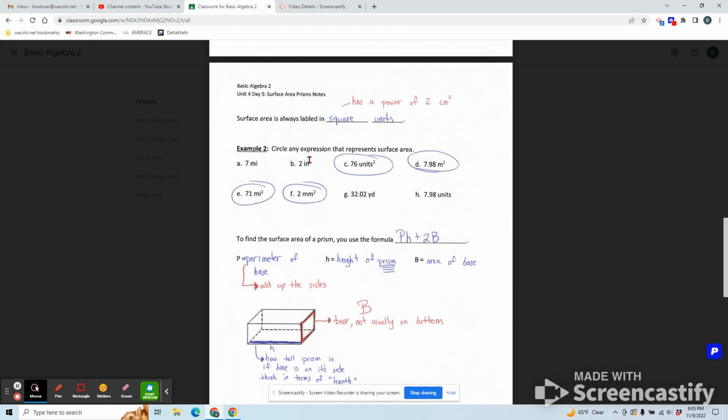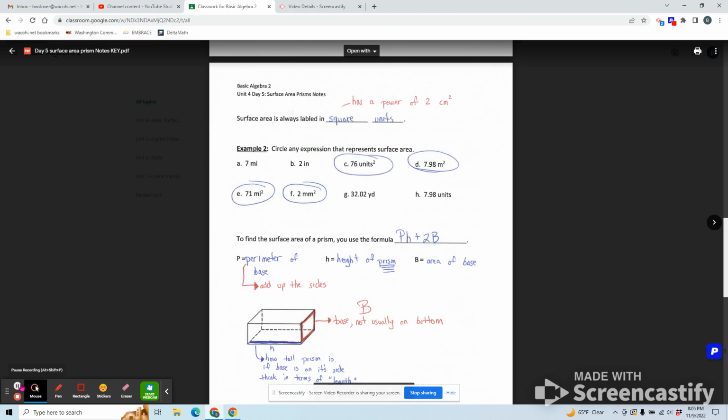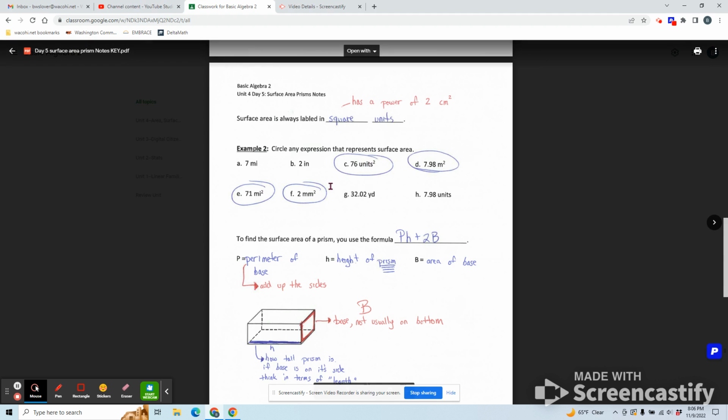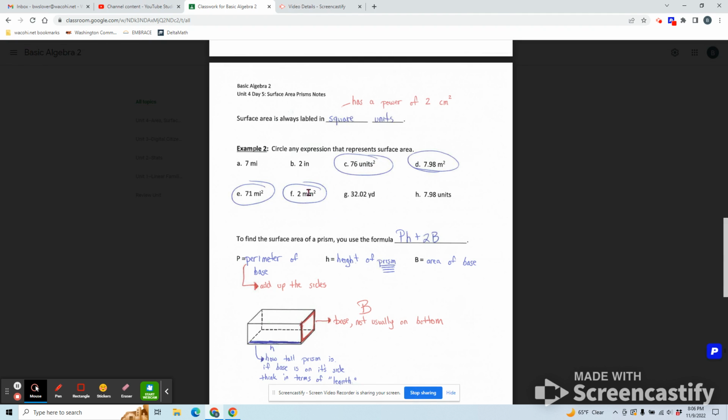So A, B, G, and H do not represent surface area. They are just lengths. 7 miles, 2 inches, 32.02 yards, 7.98 units. The ones that I have circled, C, D, E, and F, are all representations of surface area because they have the squared: units squared, meters squared, millimeters squared, miles squared. So that's what we're looking for when we label. We're looking for those square units.